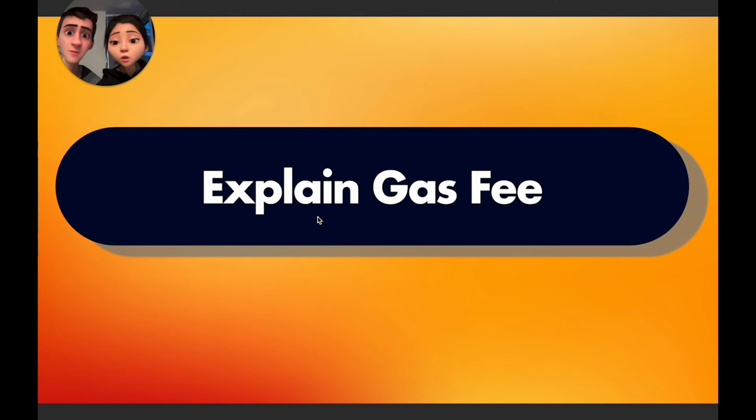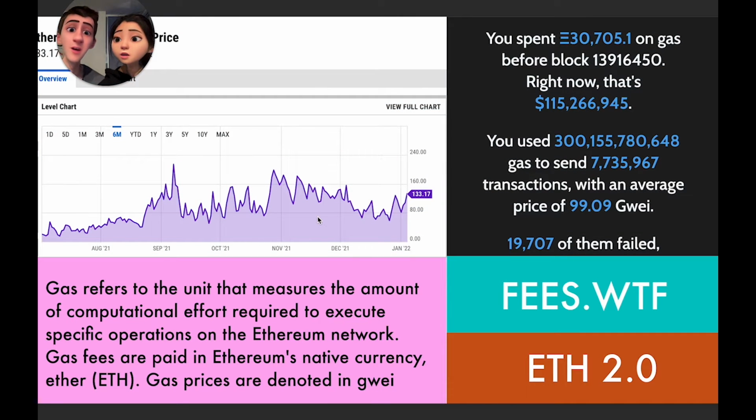First of all, what is gas? Gas fee refers to the unit that measures the amount of computational effort required to execute specific operations on the Ethereum network. Gas fees are paid in Ethereum's native currency, Ether, also known as ETH. Gas prices are denoted by the term gwei. Essentially, gas fee is the price that you pay to get your transaction processed by somebody who uses their computer. They use their computational power to process your transaction. So you pay this amount of fee for them to get your transaction done.